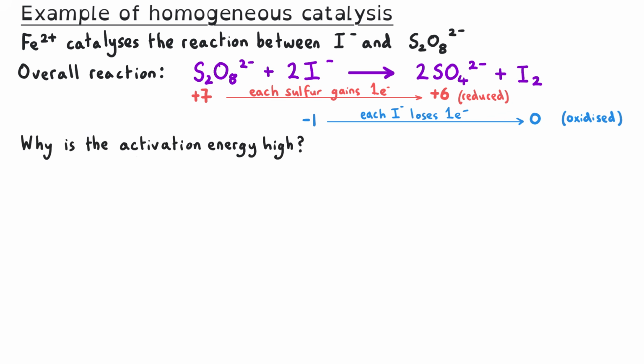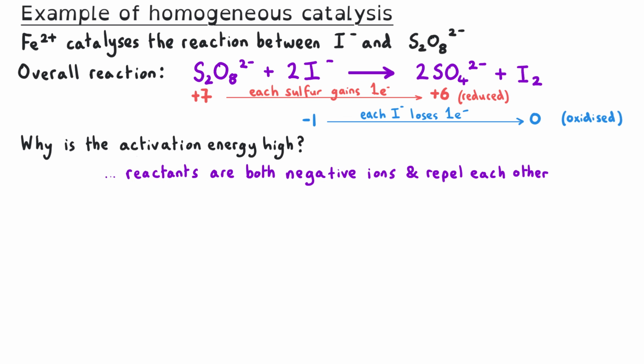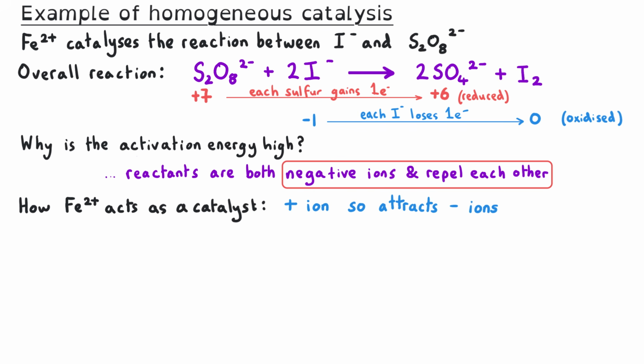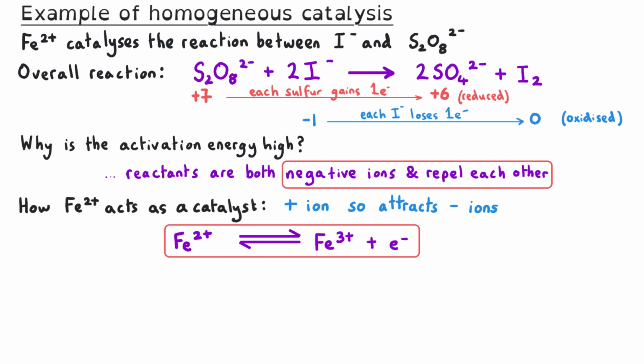Well, the answer is because the activation energy is very, very high. And the reason for this is that both of these ions are negatively charged, and so they repel each other. And then the role of iron 2+ as a catalyst then is as an electron transferer. And what I mean by that is the iron 2+ can be an electron donor and turn into the iron 3+, releasing that 1 electron. And then the iron 3+ can act as an electron acceptor and take an electron from a second chemical and turn back into the iron 2+.